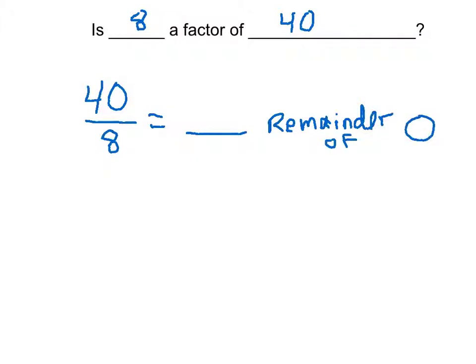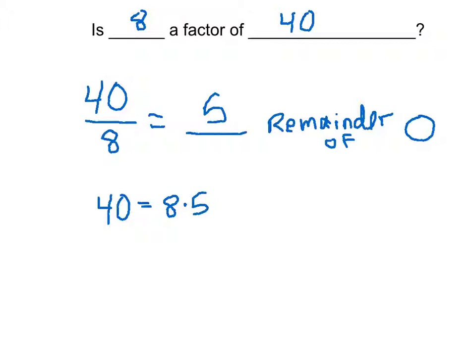And we know that this is true. 40 divided by 8 is 5 with a remainder of 0. In other words, we can take 40 and write it as 8 times 5. That's what we want to be able to do. So since 40 can be written as 8 times a number with a remainder of 0, 8 is indeed a factor of 40.